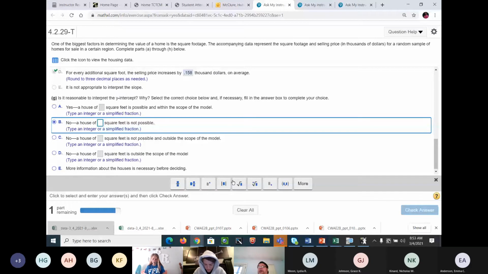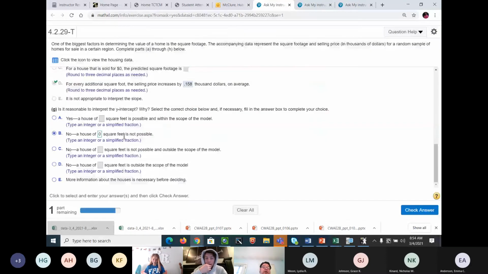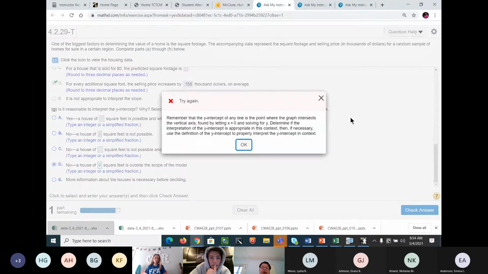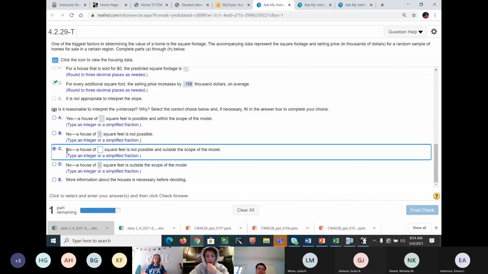Now, I'll probably get it wrong because some of these people that write these questions are out there floating. Yeah, see? A house of 0 square feet is not possible. So I guess a house of 0 square feet is possible. I guess they want outside the scope of the model. No, I think it's C because it's both. You're kidding. Whatever. God. Okay, whatever. If this guy, oh my God. H, really?